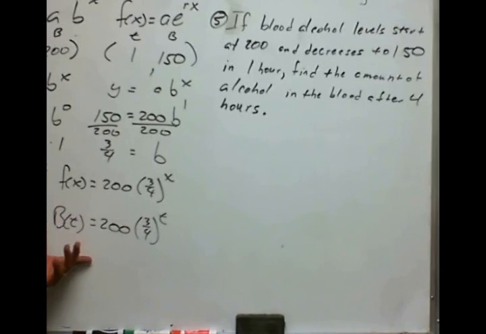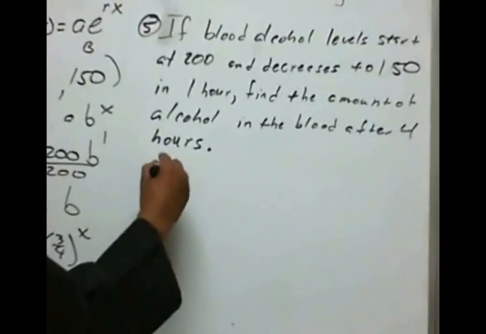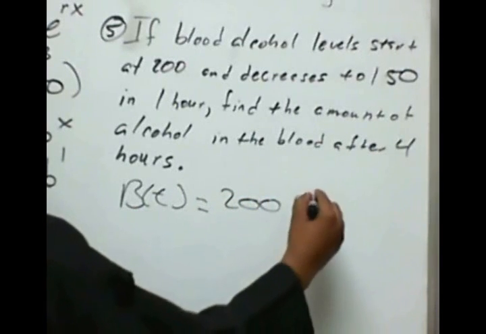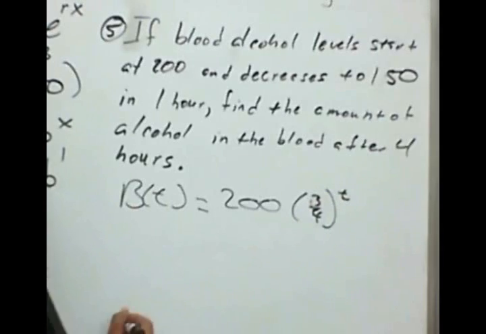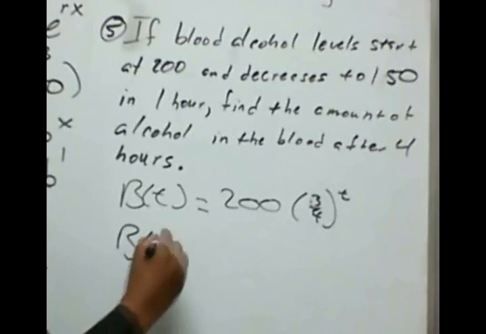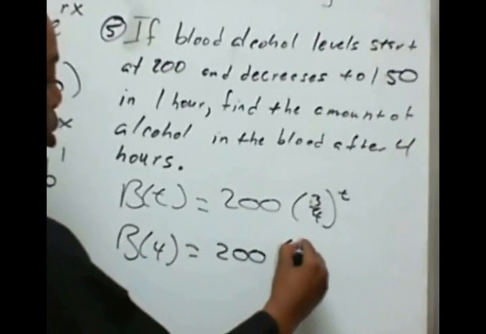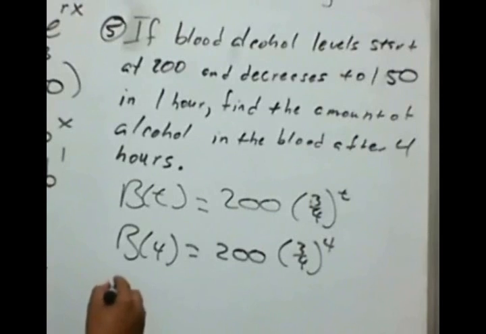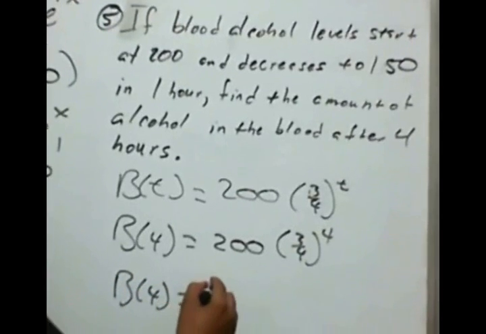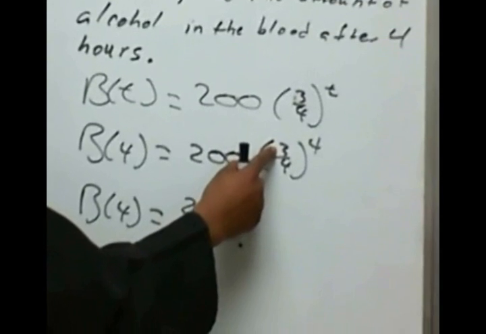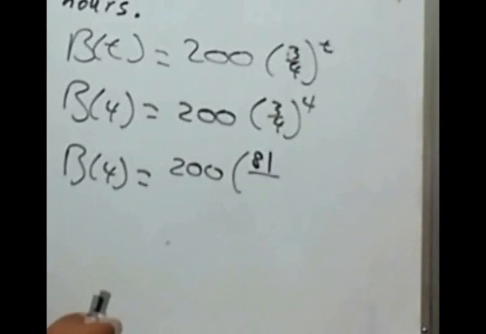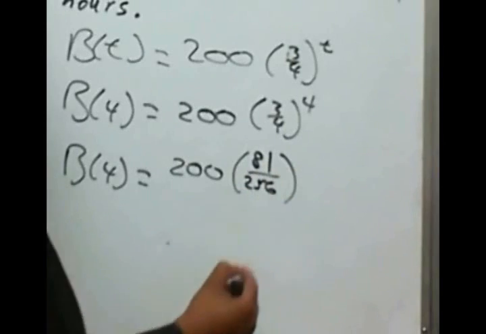Now the question is, what happens in 4 hours? Well, let's use this equation. B of t equals 200 times 3/4 to the t. And now I want to put in 4 hours. So we have 200 times 3/4, all to the 4th power. Okay, now it's going to get a little interesting. 3 times 3 is 9, and 9 times 9 is 81. 4 times 4 is 16, and 16 times 16 is 256.